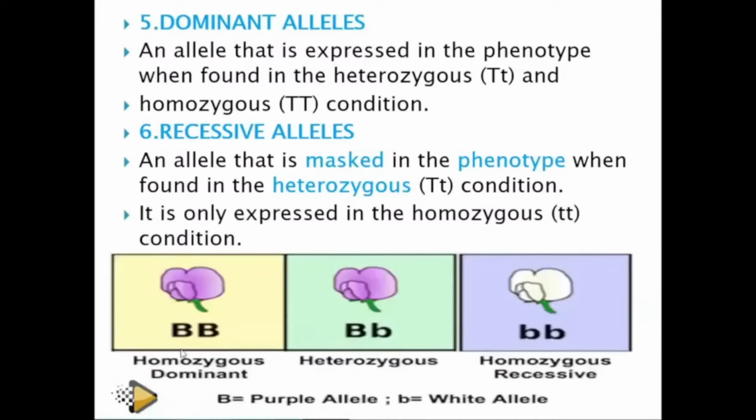Here is an example. You have homozygous dominant. It means that, you see, they are the same. Homo means the same. Zygous comes from what? Zygote. So it means that this zygote has the same kind of allele. Heterozygous means that this zygote has different kinds of alleles. So you have a capital letter and a small letter. And then homozygous again, the same type of alleles, but these alleles are recessive. So it is the same kind. Homo means the same, but they are recessive.